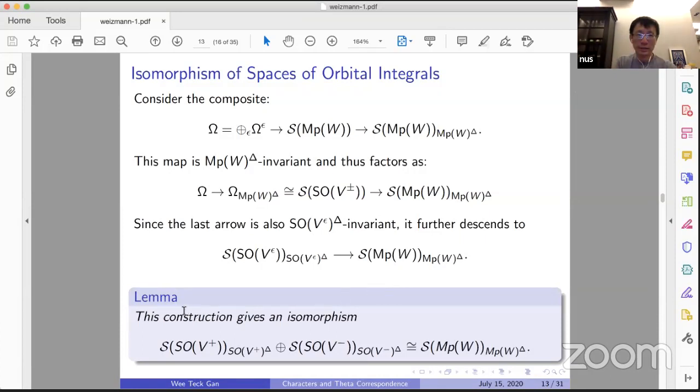And the lemma is that, in fact, this is an isomorphism after you sum over epsilon, the plus and minus. Because of this lemma, if you have a conjugacy invariant linear functional on the space of test functions on MP, you can pull it back to get invariant linear functionals on SOV plus and SOV minus.